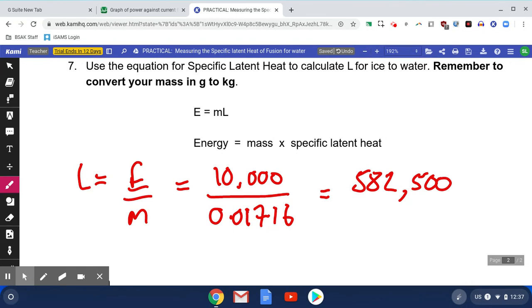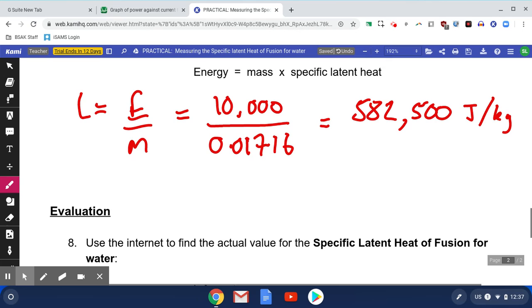Now, what is the unit? What is the unit of L? That's absolutely crucial at this point because quite a few of you just wrote down this number without any unit at all. So, if L is energy over mass, what's the unit of energy? Joule. What's the unit of mass? Kilograms. So it's joules per kilogram. Absolutely crucial.